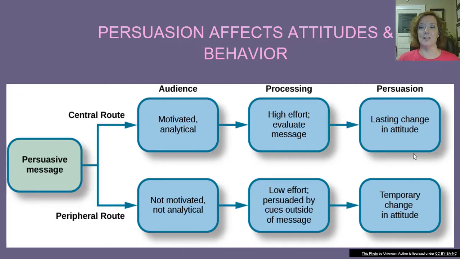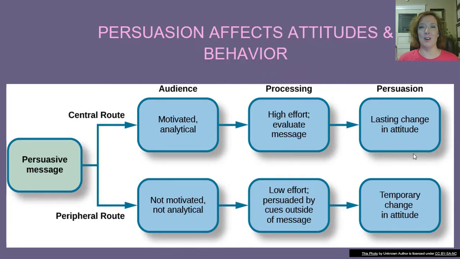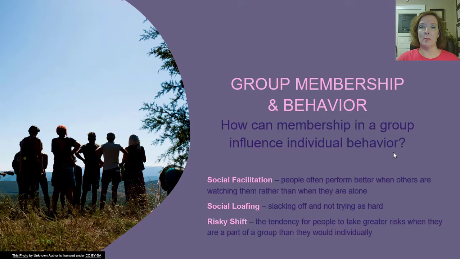The long-lasting effects with a central route, you tend to have a more lasting change in attitude. Someone is able to change their attitude long-term when you are using logic and facts. A peripheral route, it's a temporary change in attitude, so it's probably going to be just enough for someone to purchase a certain beverage or listen to a certain song, but it's probably not going to really change their attitude in the long run. So let's talk about group membership and behavior.